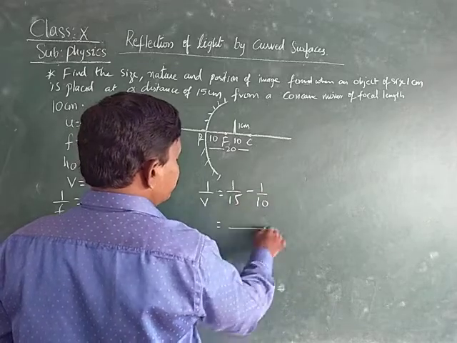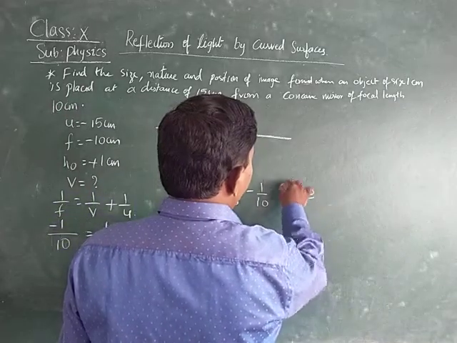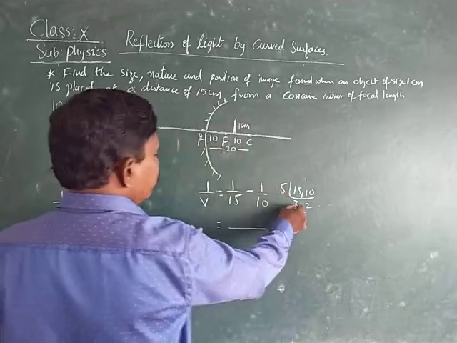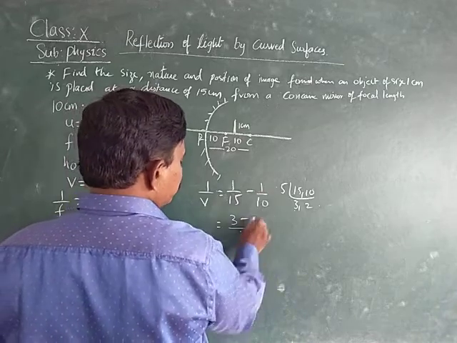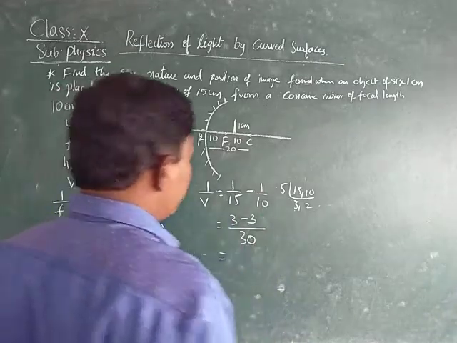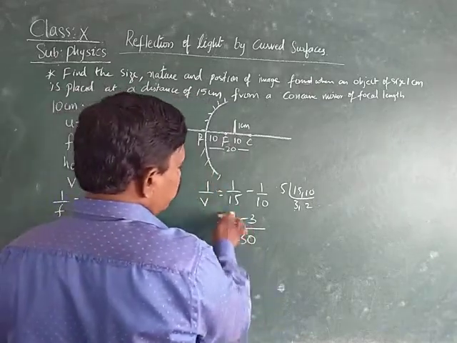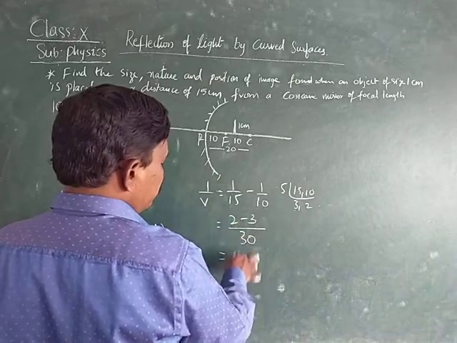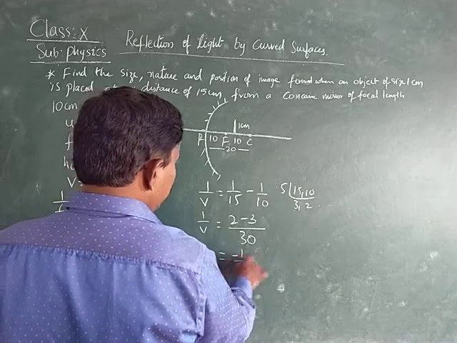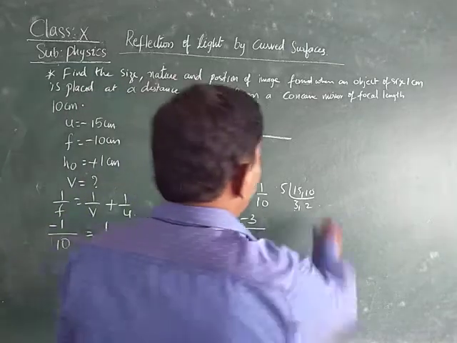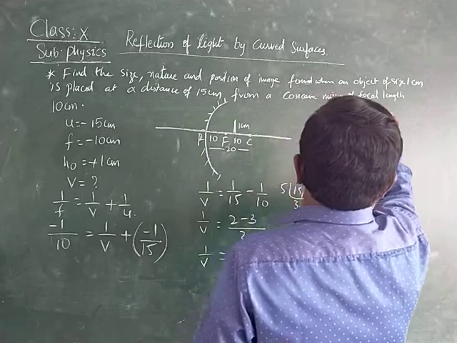LCM of 15 and 10. How much is it? 15 2s are 30, 10 3s are 30. 2 minus 3 from the 30. Therefore 1 by V is equal to minus 1 by 30. Minus 1 by 30 means V is equal to minus 30 centimeter.